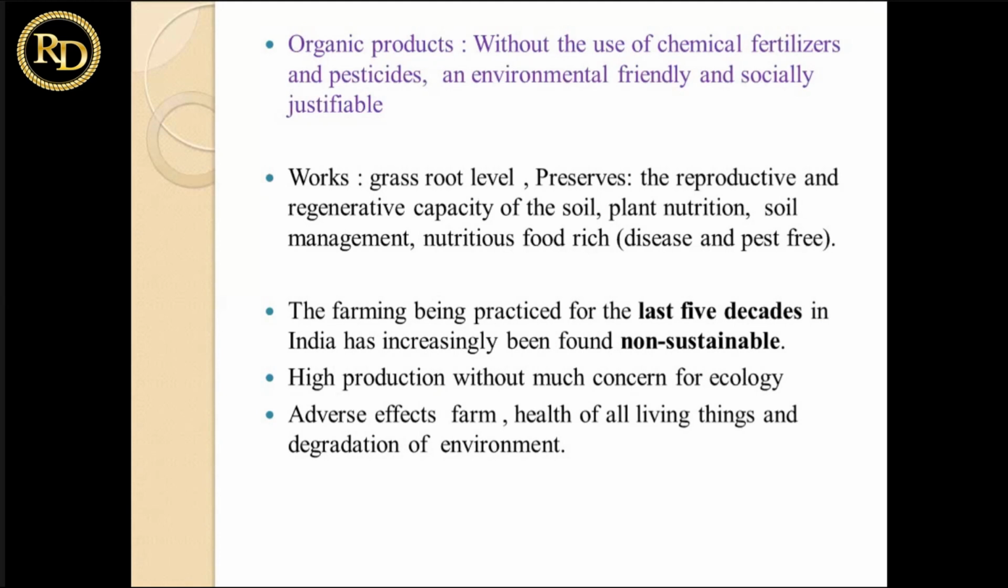And this organic farming is also helpful for soil management and the production of nutritious food, very nutrient-rich food, we can say, that is pest and disease free. This is the main aim or motto of organic farming. So preservation is important, reproduction is important, regeneration is important, then nutrition is important, soil management is important, and at the end we get good nutritious food. Up till now, this is the concept.